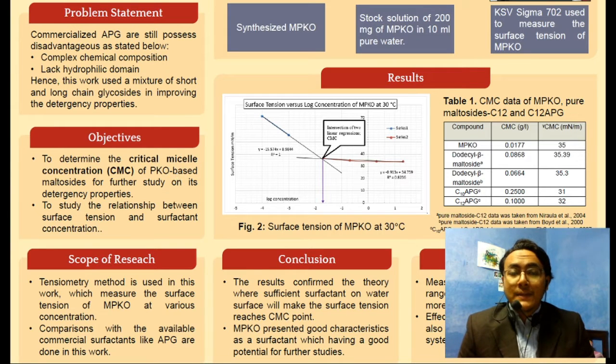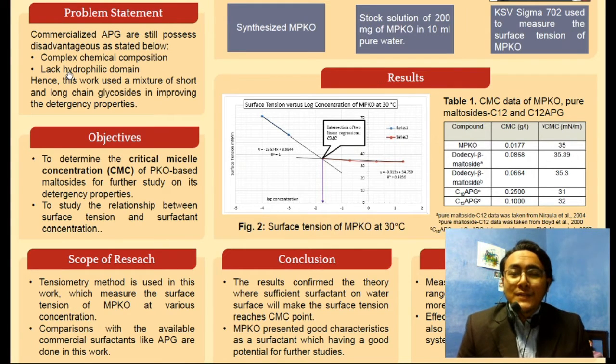Going to the problem statement, even though commercialized APG comes from natural resources, is non-toxic and poses no harm to the environment, it still has disadvantages like stated here. For example, the chemical composition is still complex and it lacks hydrophilic domain. Thus, this work is using a mixture of short and long chain glycosides to improve the detergency properties.